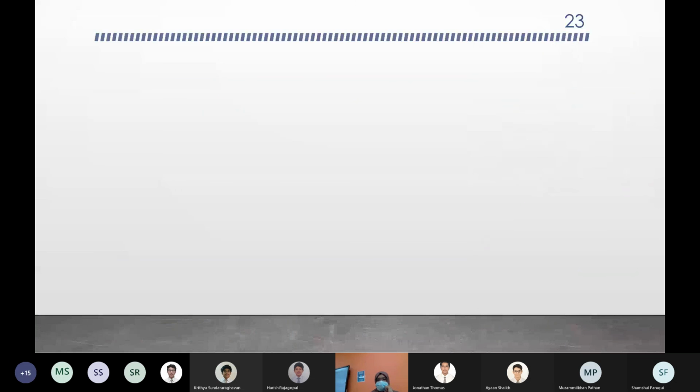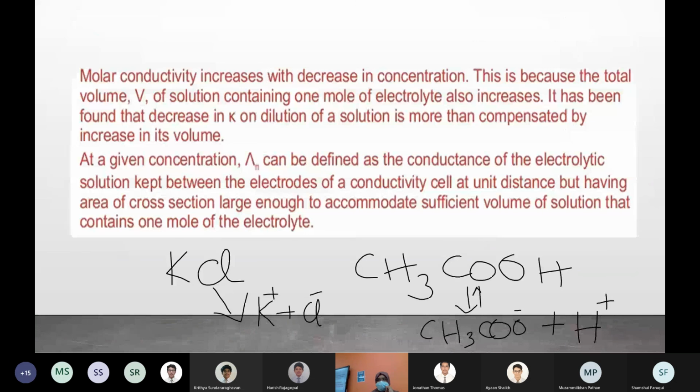Previous slide. This one. So we'll discuss strong and weak electrolyte separately. We have the Debye-Huckel-Onsager equation, and also for weak electrolyte we have Kohlrausch's law. With that, we will finish this topic.